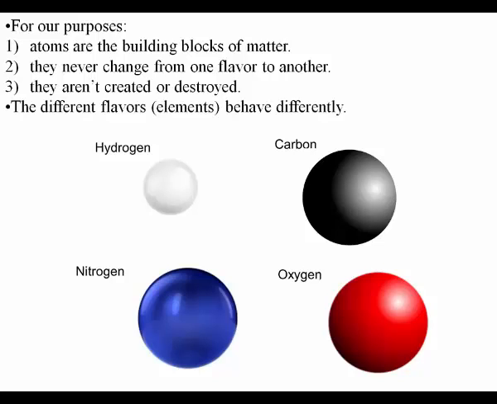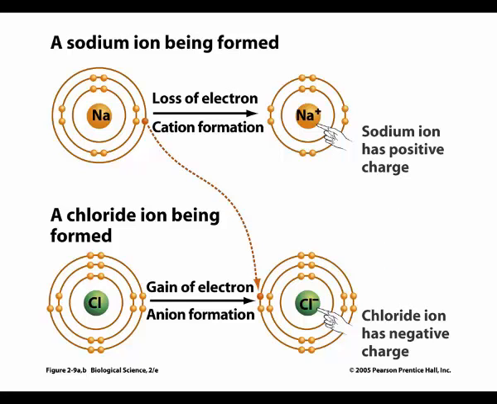Finally, one thing you should know is that the different flavors, which are called elements, behave differently. You can't substitute one flavor for another. They all have their own characteristics. You can almost think of them as different roles that they play in chemical compounds. The only time that we'll be thinking about what atoms are made of is when we think about ions.